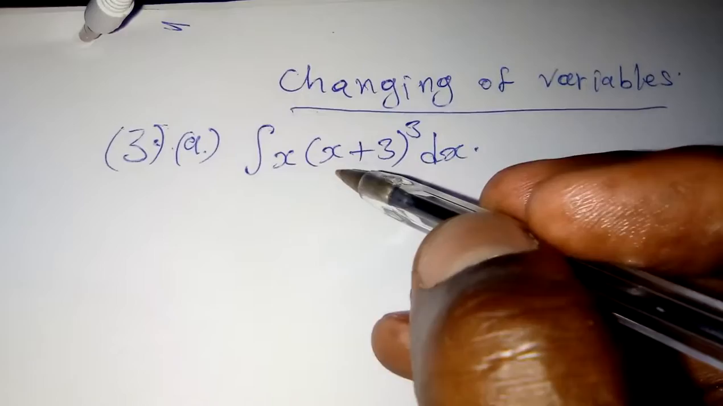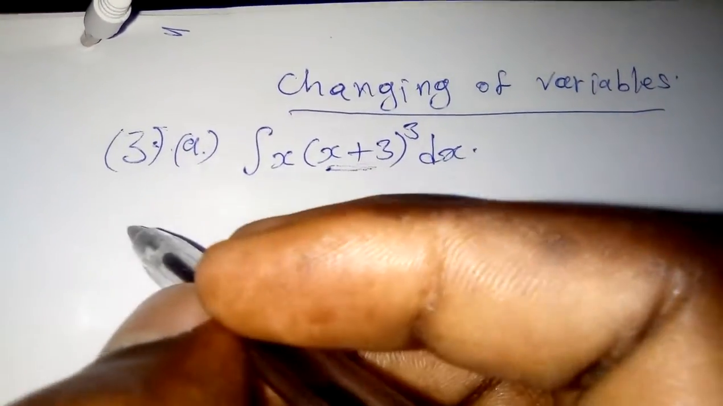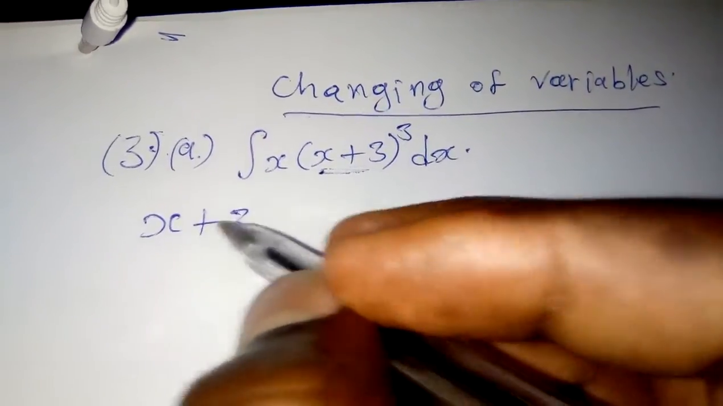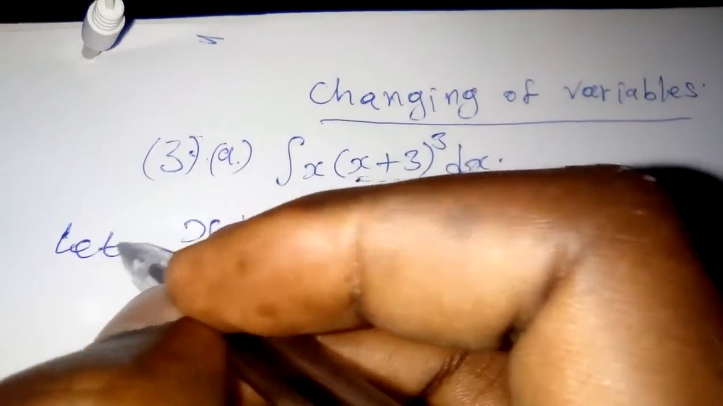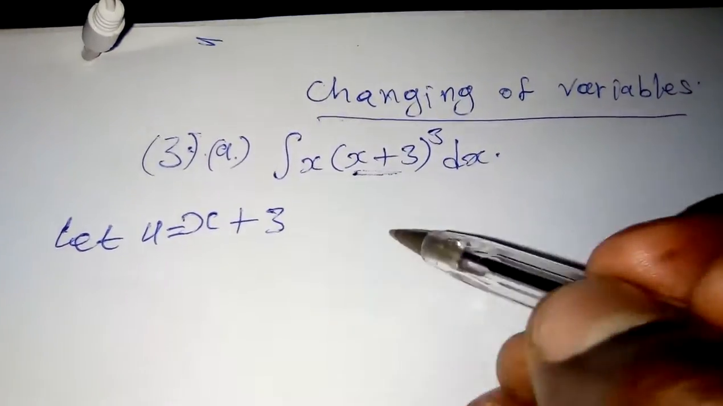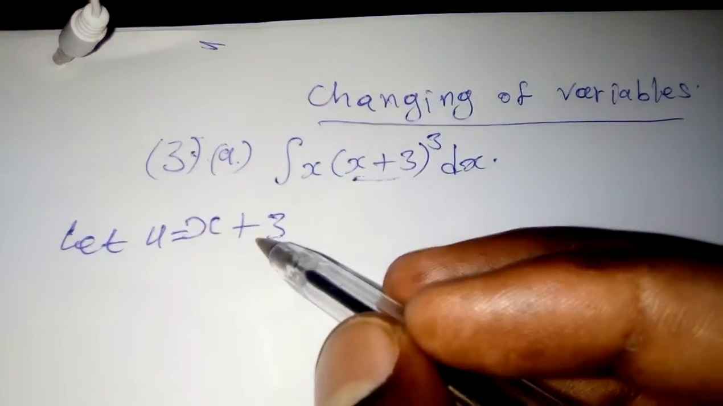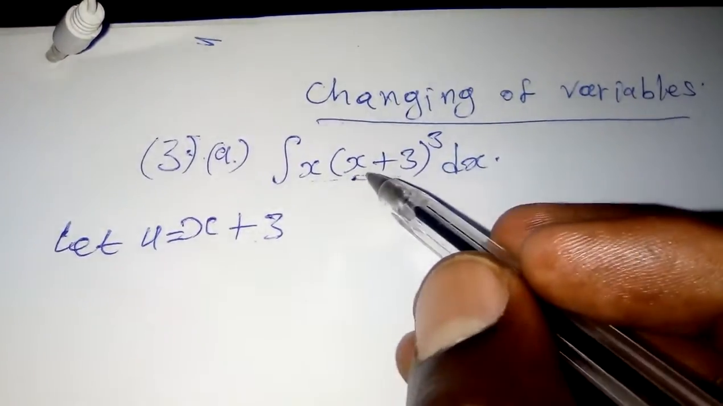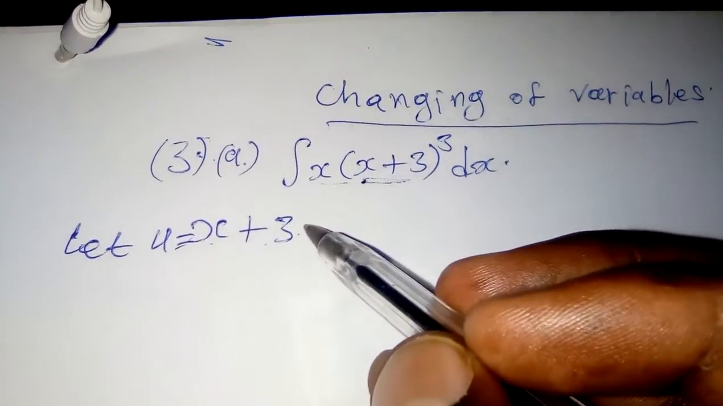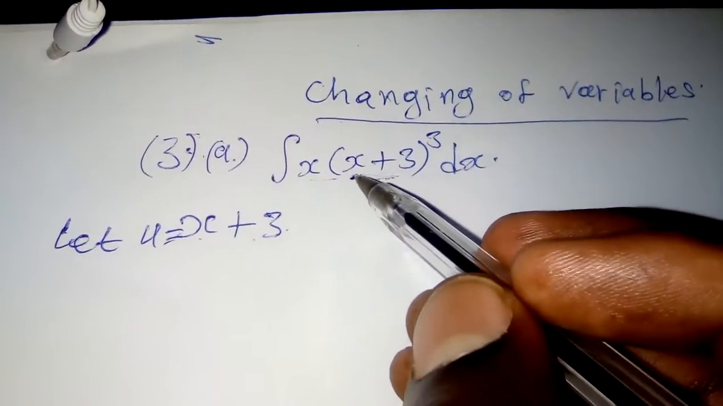In this case, I'm going to get this part here and equate it to u. So I'm going to have x plus 3. In short, I'm going to say let u be equal to x plus 3. Immediately after doing this, I'm supposed to replace this part with u. So in this integral, where there's x plus 3, I'm going to put u.